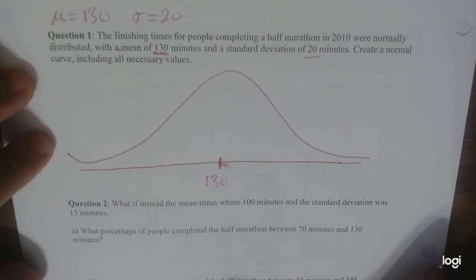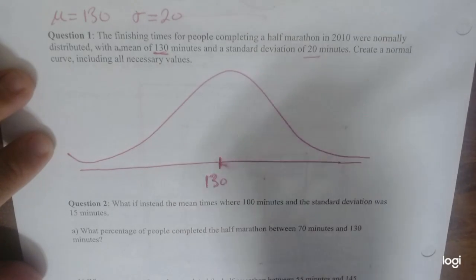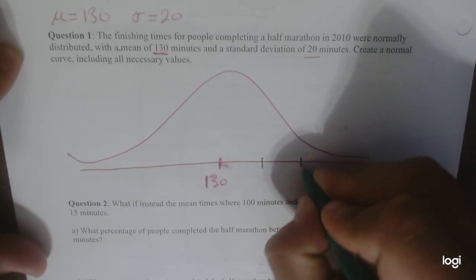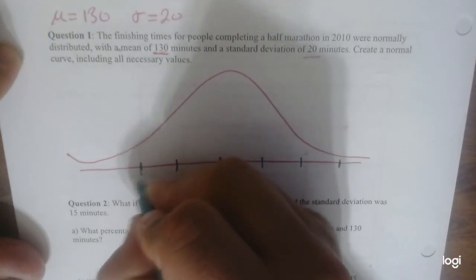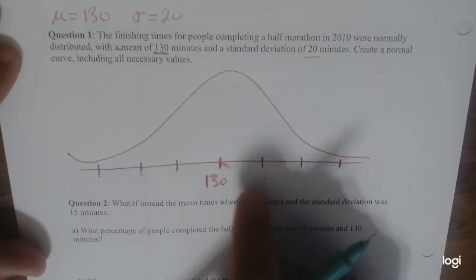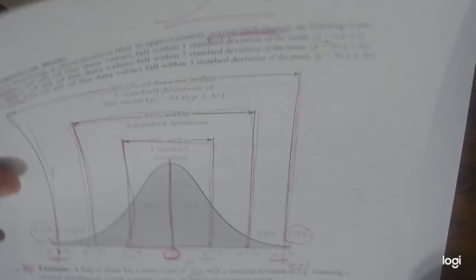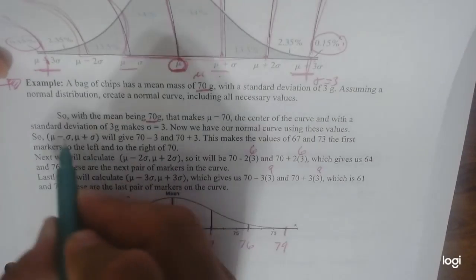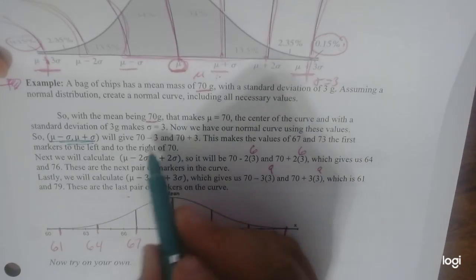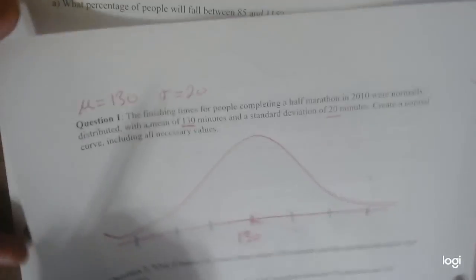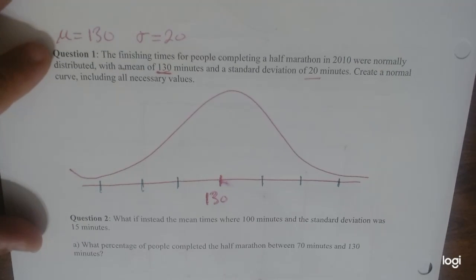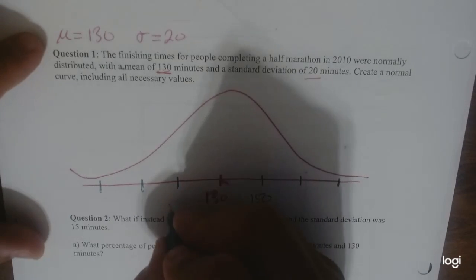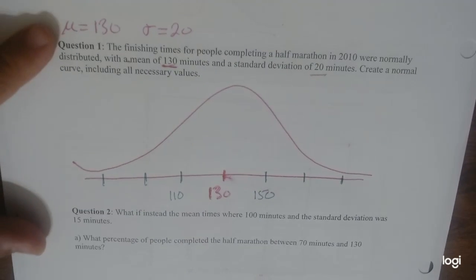So essentially all 7 values. We got 1 down just by knowing the mean. So now we have to do the other 6. I need 3 lines here and 3 lines down. How do we get this one? If we follow our example, to get the next one, you add and subtract 1 standard deviation. In this case, we add and subtract 20. So 130 plus 20 is 150, and 130 minus 20 is 110. 2 down, 4 more to go.